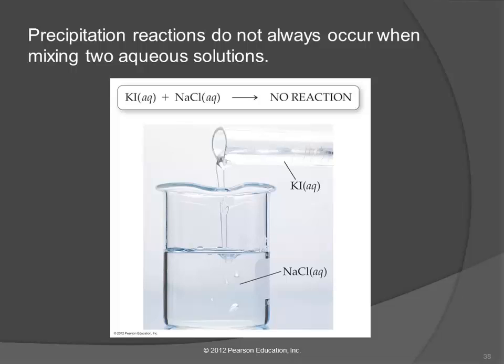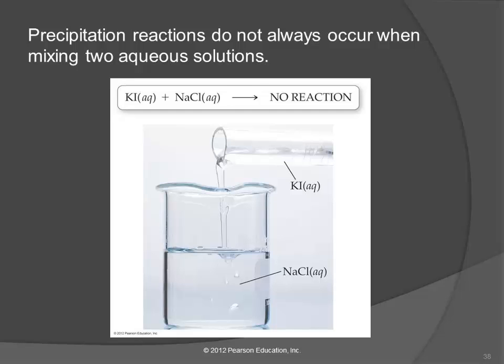Now, if you mix two aqueous solutions of ionic compounds, you do not always get a solid forming. So in this example, we've got potassium iodide and sodium chloride. Both of those compounds are soluble. When we mix them, the possible products, let's see, I'll write it over here.